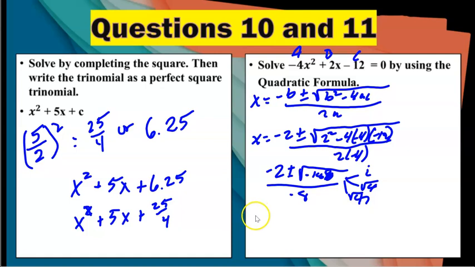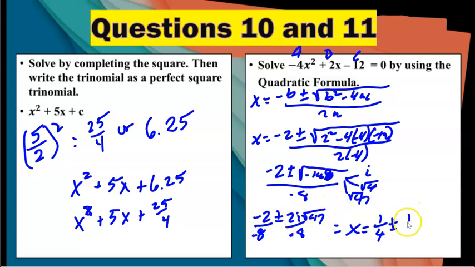So right now I would have negative 2 plus or minus the square root of 4, which is 2. And then I have my i, square root of 47. And I'm going to divide each part by negative 8. So when I do that, my final answer, x is going to equal 1/4, because negative 2 divided by 8 is 1/4, plus or minus 2 divided by 8, that's going to be 1/4 i square root of 47.